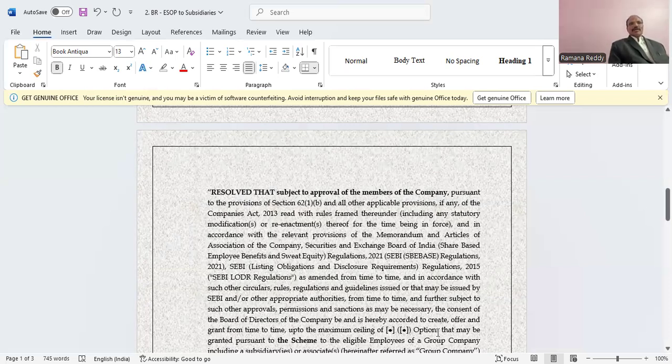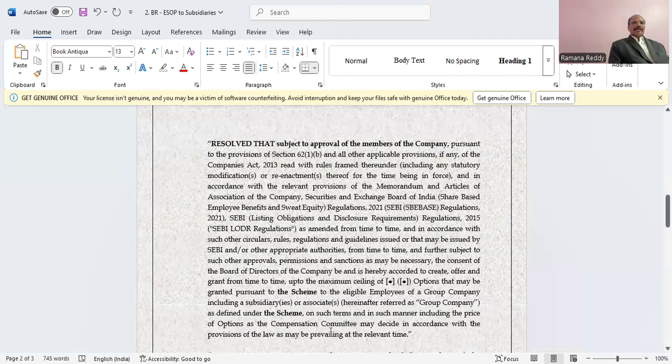dash number of options that may be granted pursuant to the scheme to the eligible employees of the group company, including subsidiaries, associates, here referred as a group company, as defined under the scheme. On such terms, in such manner, including price of the options, as the compensation committee may decide in accordance with the provisions of the law, as may be prevailing at the relevant time.